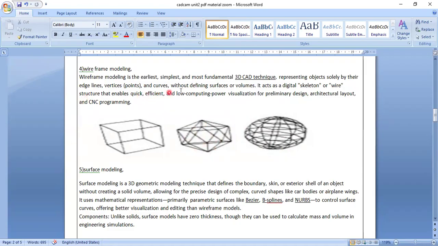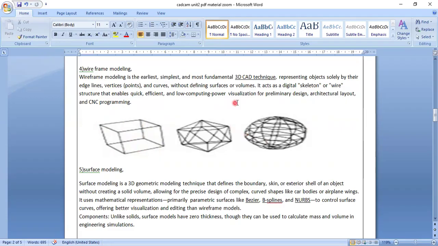Wireframe modeling is the earliest, simplest, most fundamental 3D CAD technique. It is the simplest and most fundamental form, which represents objects by their edges, lines, vertices, points, and curves. So the concept is that two points make one line, some lines make a plane, and some planes make this 3D object. Generally, the basics are that points make lines and lines make planes. Four planes or six planes together form this wireframe model.